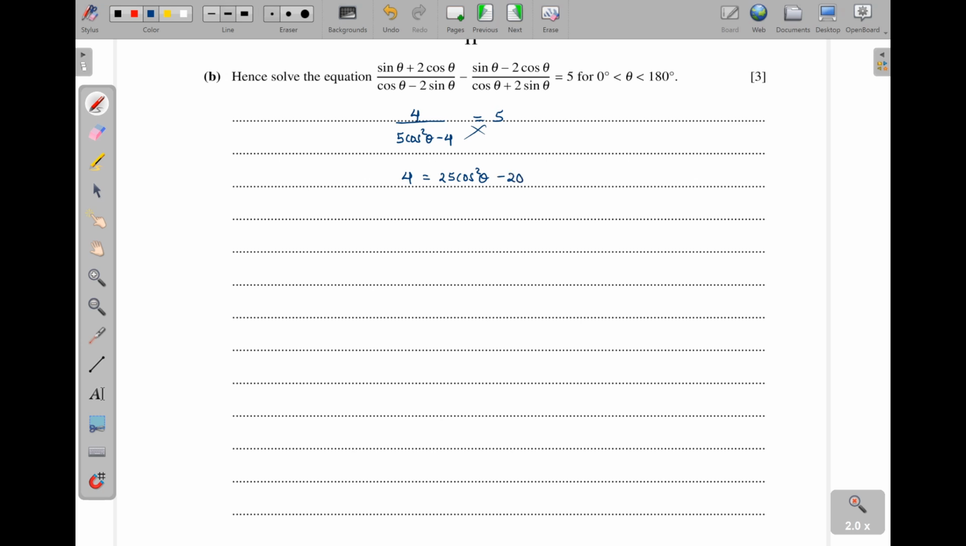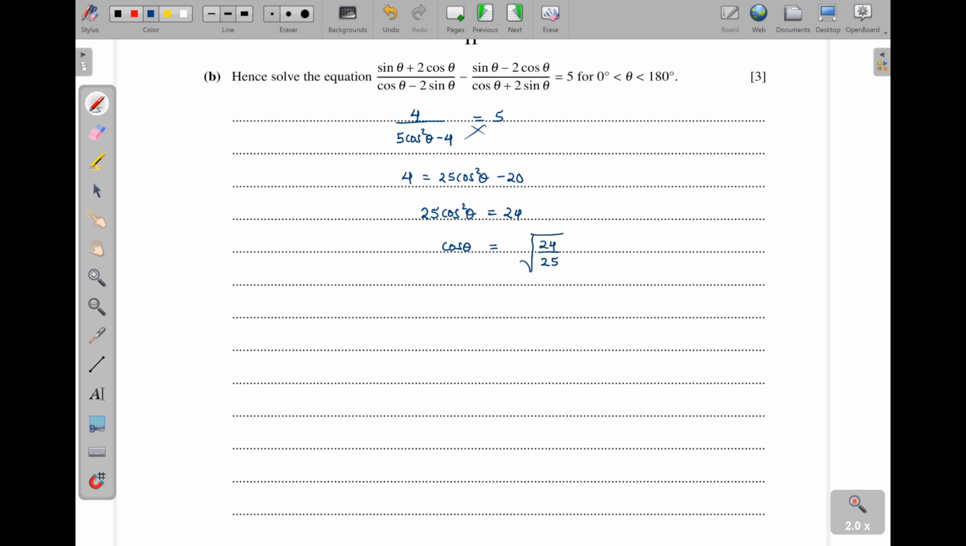And then when I bring this one to this side, it will add up. Then we shall have 24. So in other words, 25 cos squared theta is equal to 24. So meaning our cosine of theta is going to be, first of all, 24 divided by 25.